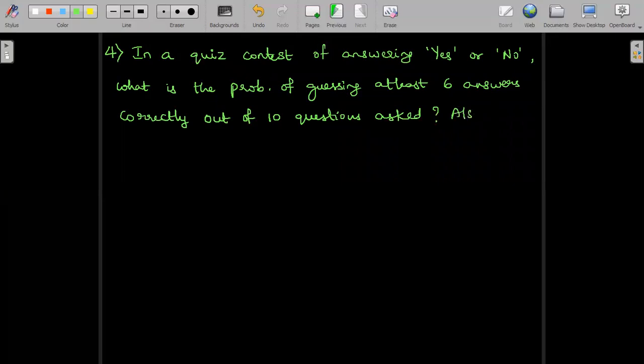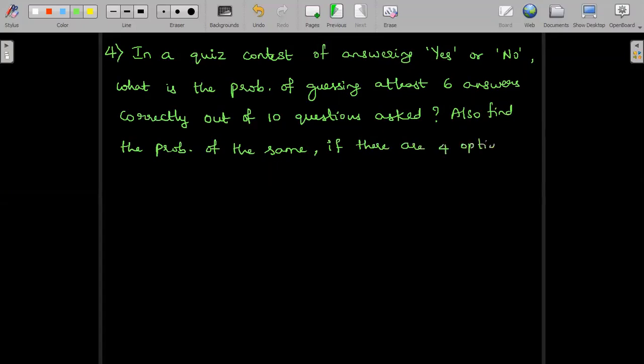Also, find the probability of the same if there are 4 options for a correct answer.